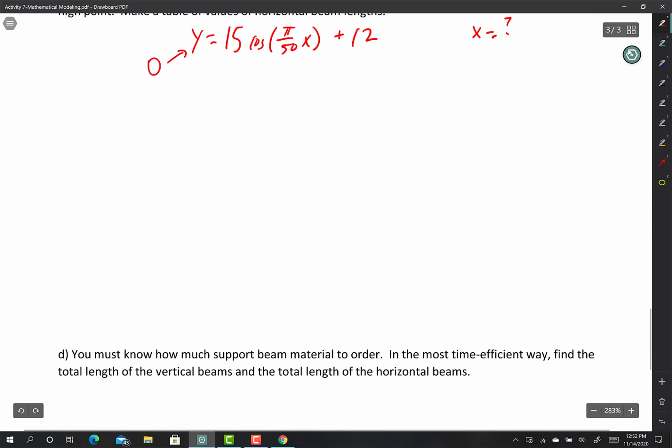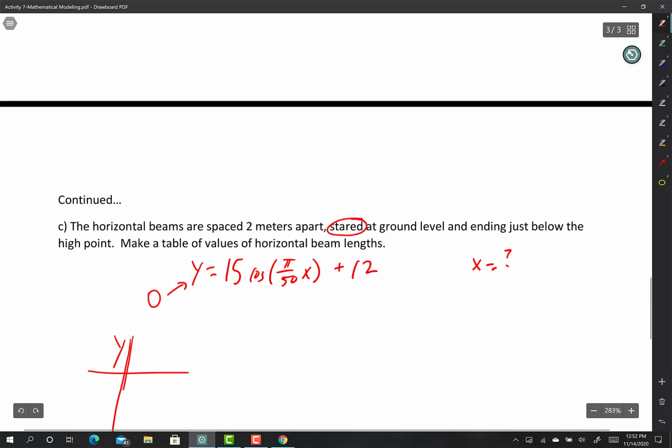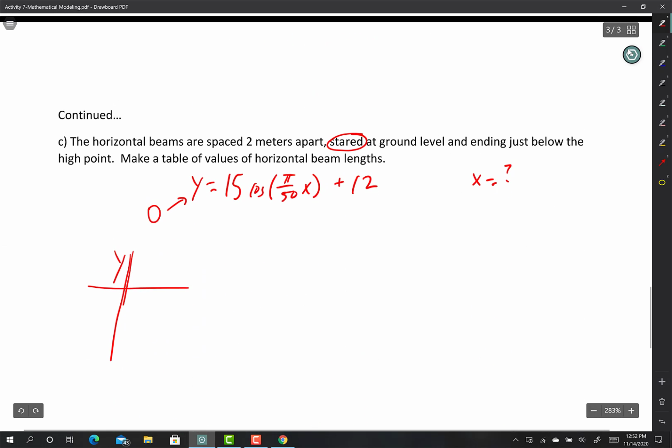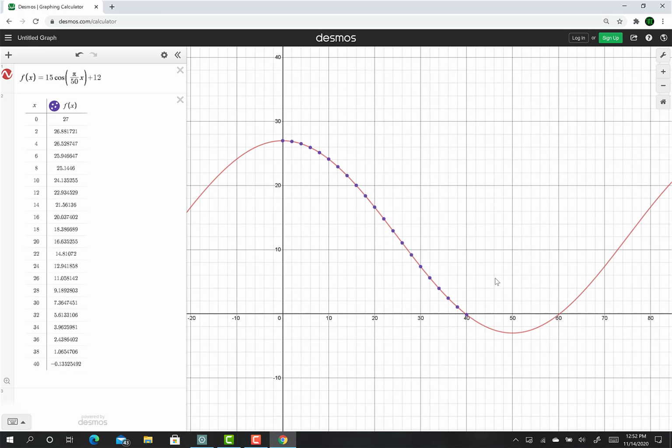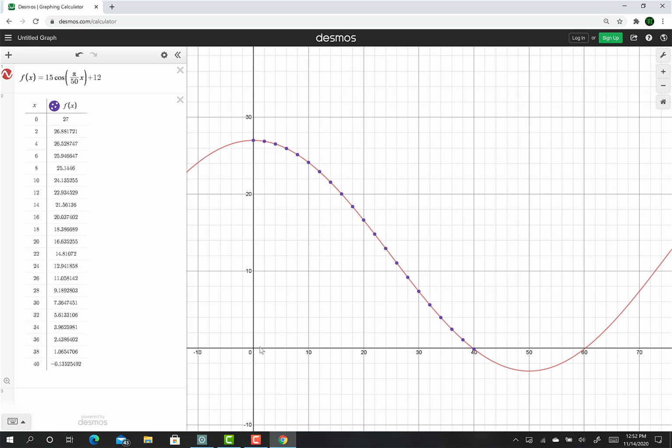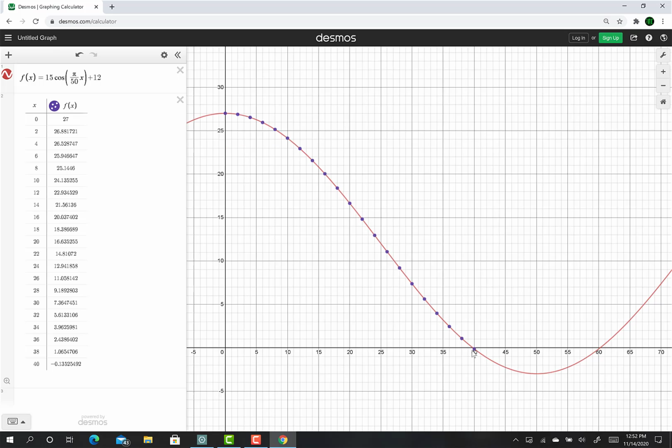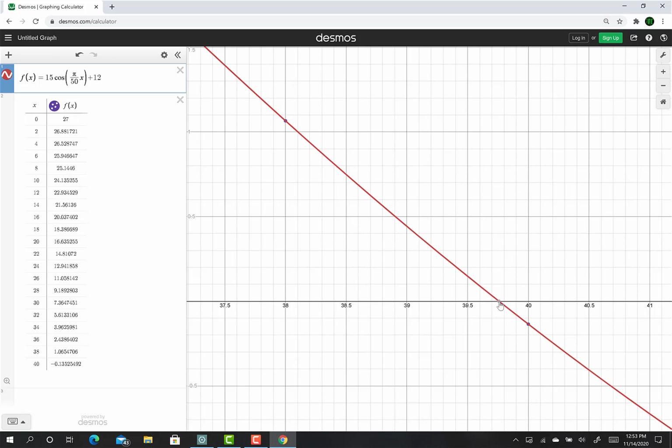So here's my table. I'm going to put y there, and I'm going to write horizontal beam length, because the other one was vertical height, or vertical beam length. Now I know the first one. We got it from Desmos. That was that 0 that we got, right? Hopefully we're understanding what we're doing. The first one was this distance, because remember, I'm starting right on the y-axis. So it's talking about this beam right here along the ground. This beam along the ground is 39.758 meters long.